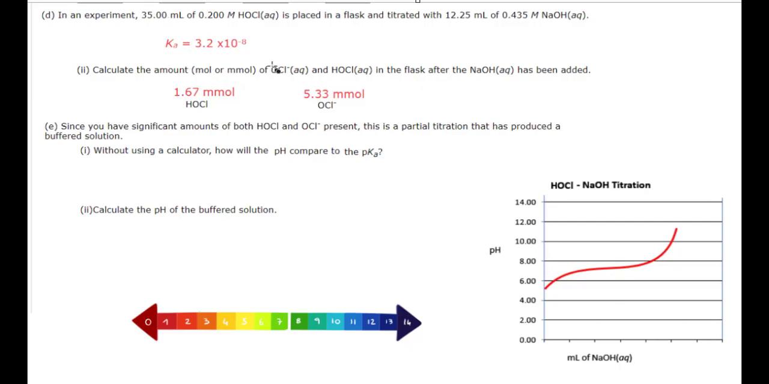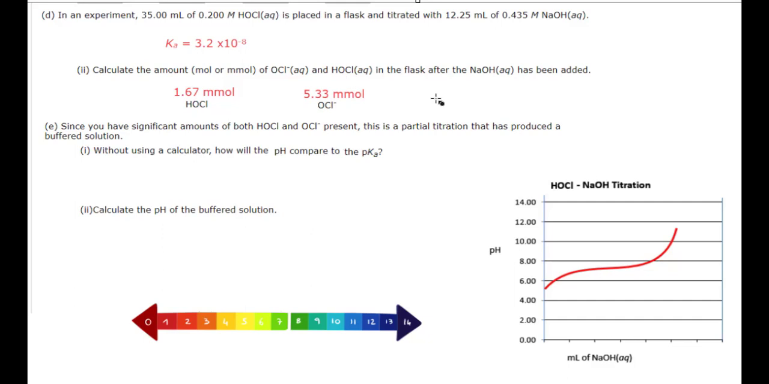Now for the last part of the problem. We've already figured out we have a Ka for this very, very weak acid, 3.2 times 10 to the negative 8. And that's our acid, HOCl, hypochlorous acid, where you've dumped some sodium hydroxide in it. When you do that, you convert the hypochlorous acid into its conjugate base, the OCl-. We calculated that by the time you were finished adding this sodium hydroxide, you still had some acid left, 1.67 millimoles, and you produced a good deal of its conjugate base.